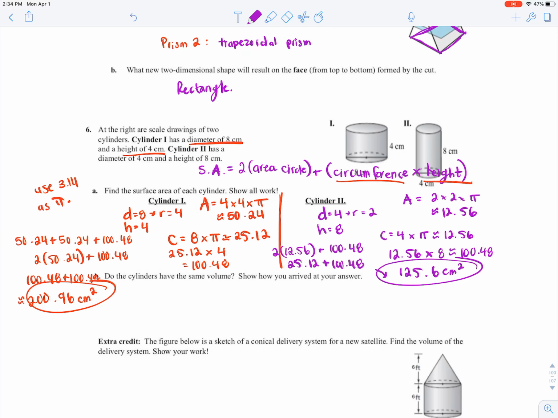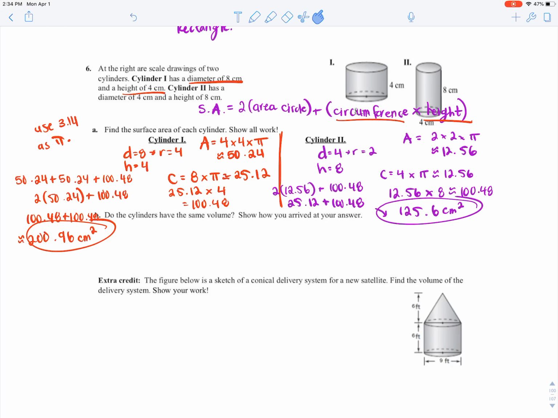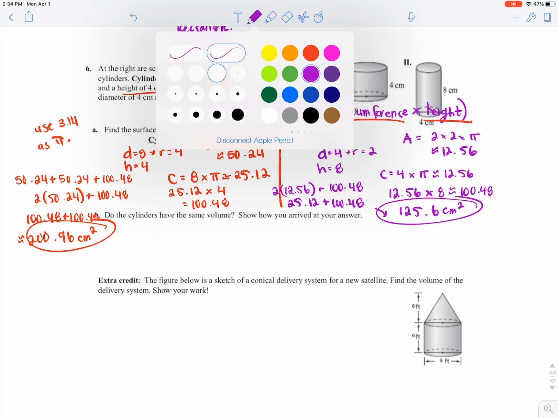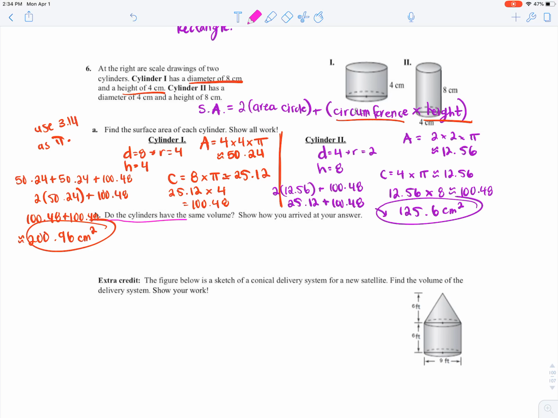So it looks like cylinder 2 has a higher surface area. Okay, we're almost done, you guys. This question that I've kind of buried under here: do the cylinders have the same volume? All right, so we need to find the volume of these cylinders.